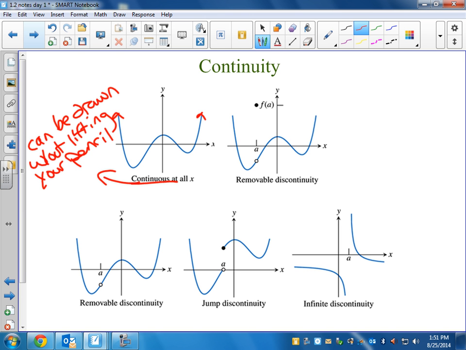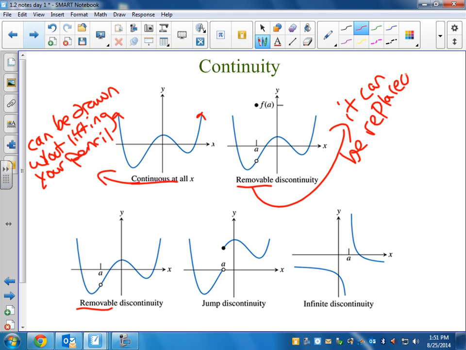And we like to talk about the different ways that it's not continuous. And if you take calculus, we'll spend a lot more time talking about these discontinuities. But we have something called a removable discontinuity. Both of these are removable. The definition of a removable discontinuity is it can be replaced with one point, also known as a hole in the graph.